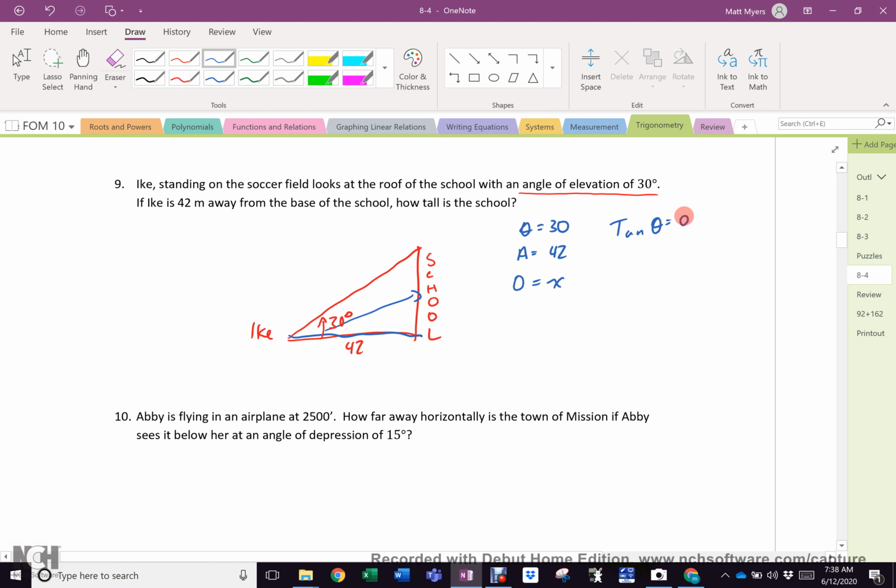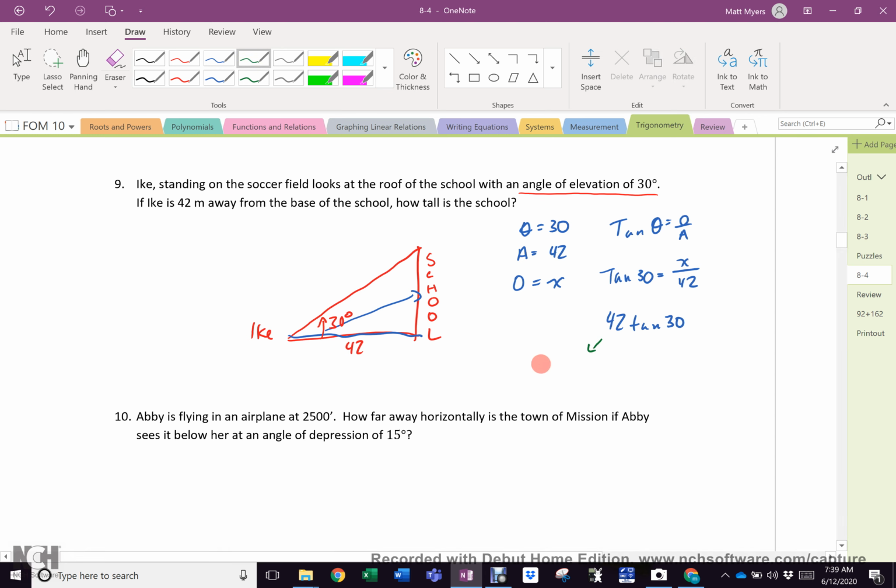Tan theta equals O over A. And then we just fill it in. Tan 30 equals O, x, over A, 42. The number is on the bottom, so it's 42 times tan 30. Now, of course, we don't write that times because it looks like an x. So 42 tan 30, just like we'd write 3x is 3 times x. So 42 tan 30 is your answer.